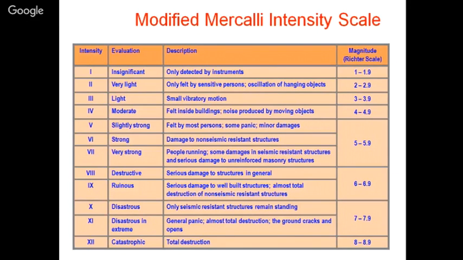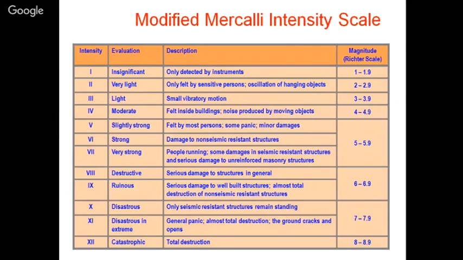One of these is the modified Mercalli intensity scale, which starts from 1, insignificant, which is only detected by instruments. That means it is not felt by human beings and is only detected by instruments. You might also know that every day there is an earthquake. Lots of earthquakes of magnitude 3.4, 4, 4.5 occur in the Himalayan belt, which are not told to the common man because they are only recorded in the instruments.